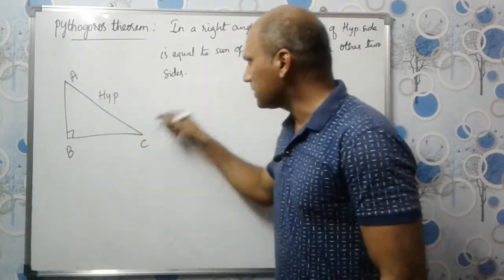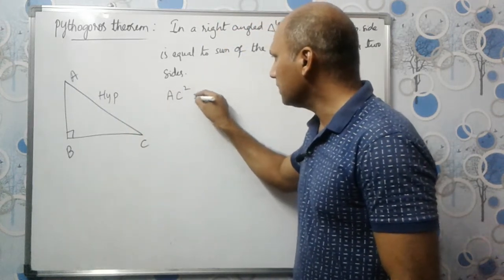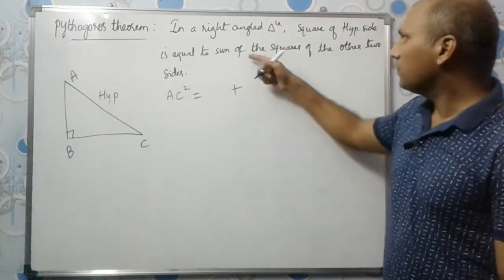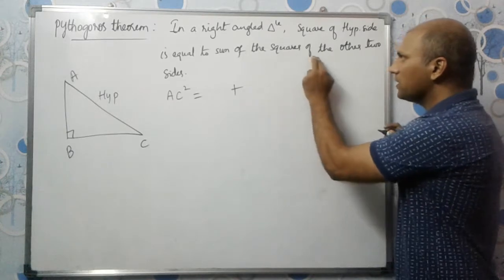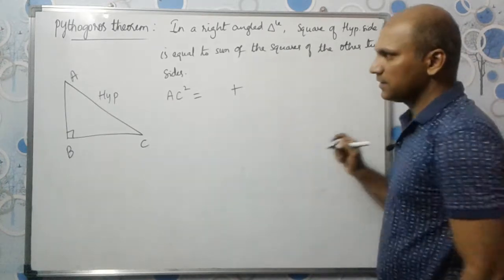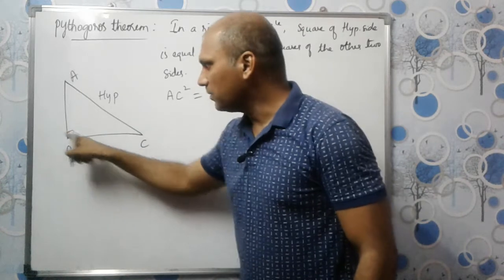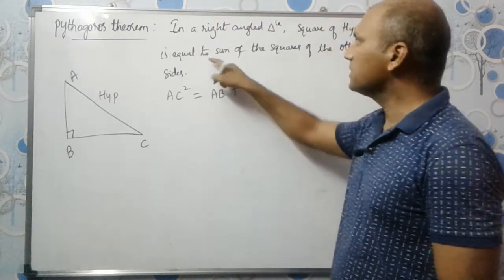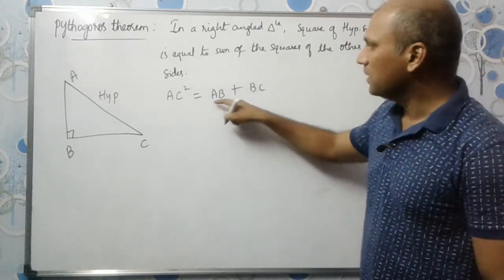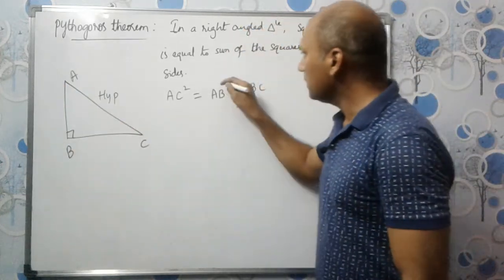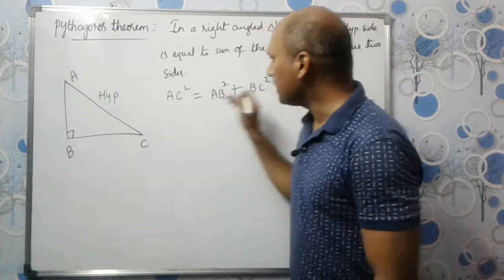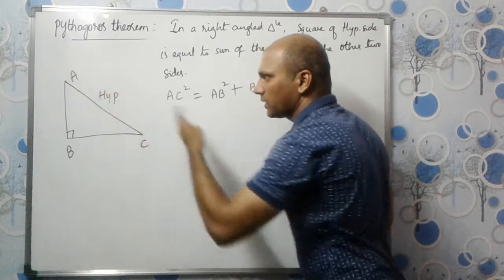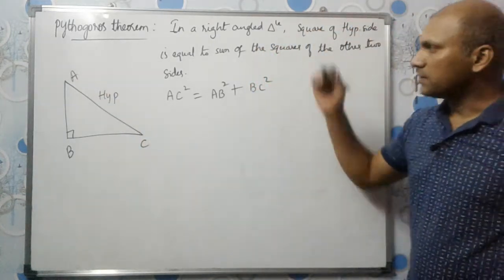So square of this, that means AC square is equal to sum. Sum means addition of what? Of squares of the other two sides. The other two sides are AB and BC. It is not like this. It is not AB plus BC. It is not just the sum. It is the sum of the squares. So we should square AB, we should square BC and add it. That sum is equal to hypotenuse square. Okay, this is Pythagoras theorem.